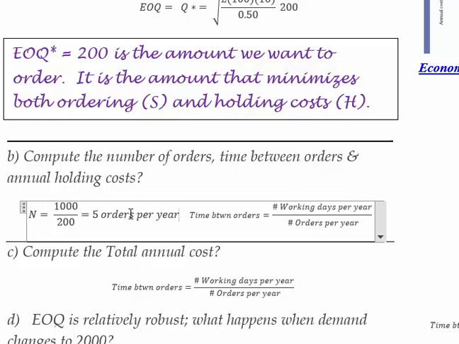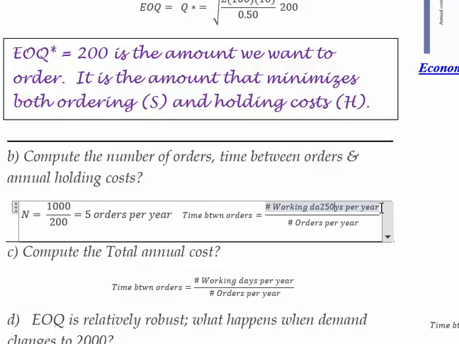Then the time between orders, again, we're just going to take the number of days we work per year, which I said in the problem up above is 250, and we're going to divide that by our 5 orders per year.